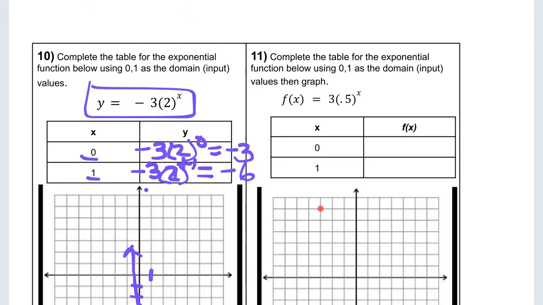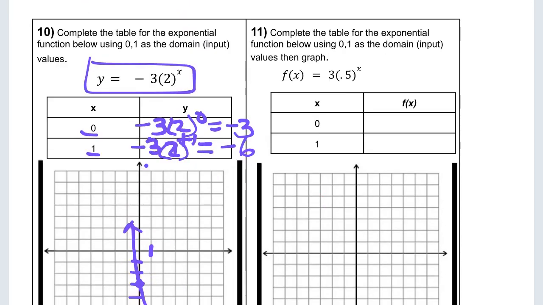In part B, or number 11, we have 3 times 0.5 to the x. 0.5 being less than 1 indicates exponential decay. If x were 0, we'd multiply 3 times 0.5 to the 0 power. 0.5 to the 0 power once again is 1. 1 times 3 is 3. Plotting a point at 0, 3.